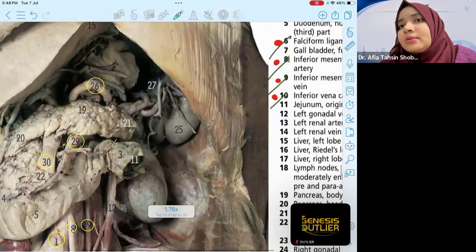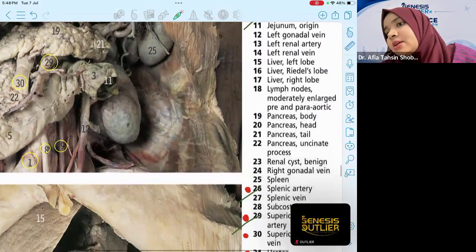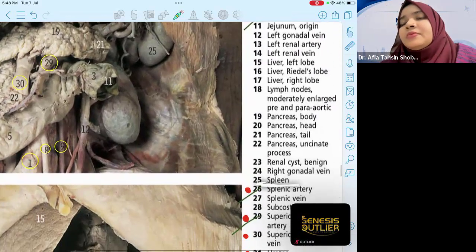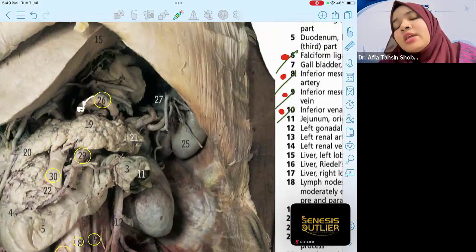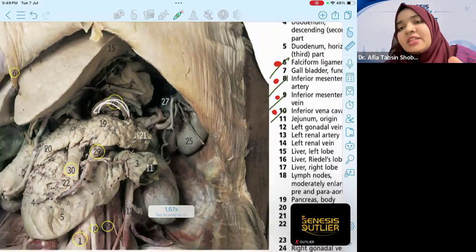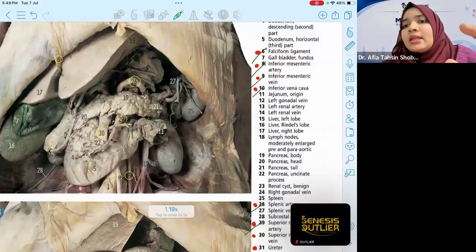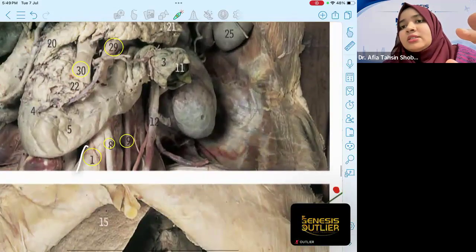Just focus on this. This is spleen, right? 25 is spleen, and this artery is going towards this organ. So 26 is the splenic artery, and it is also seeming tortuous. We know that splenic artery is tortuous. So this 26 is splenic artery, and here 1 is aorta.